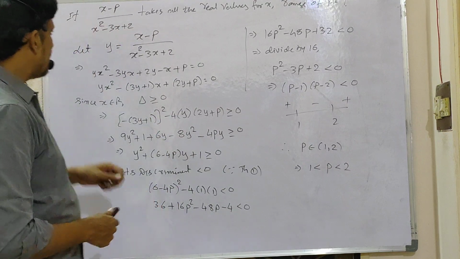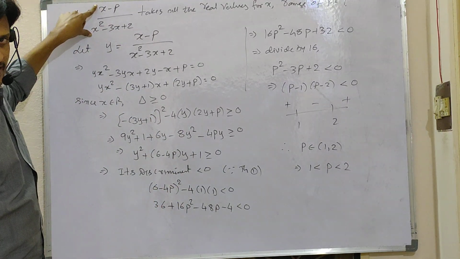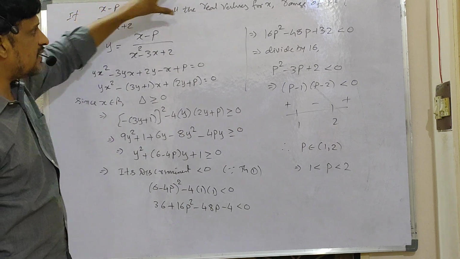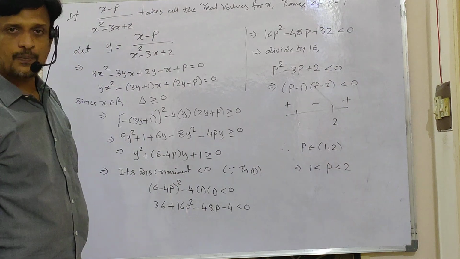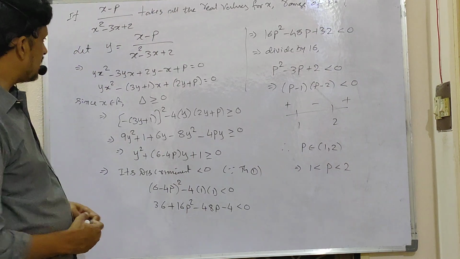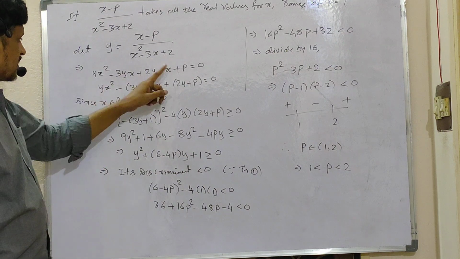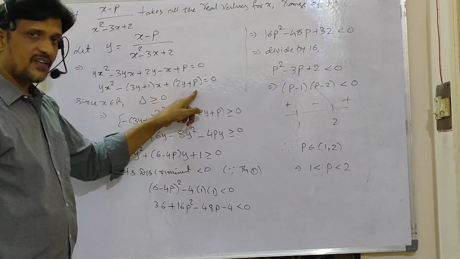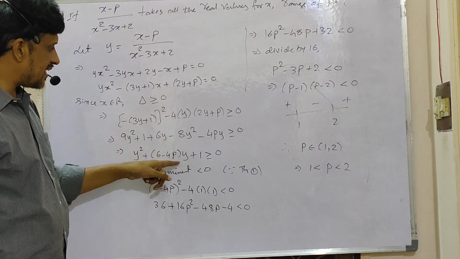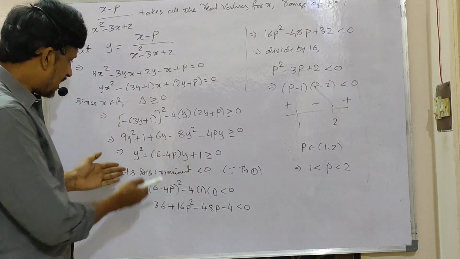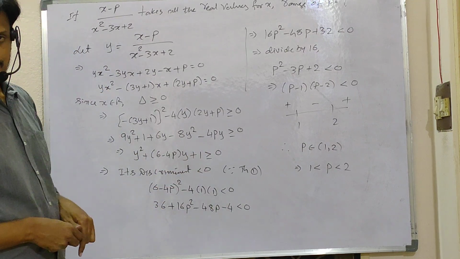Again observe this one. (x minus p) by (x square minus 3x plus 2) is the given expression. It takes all the real values for x, then find the range of p, limits or boundary values of p we have to write. So let y be one of the values of the given expression. Then by cross multiplication you are getting a quadratic equation in x. Since x is real, here the discriminant is greater than or equal to 0. Here we are getting another quadratic expression in terms of y.